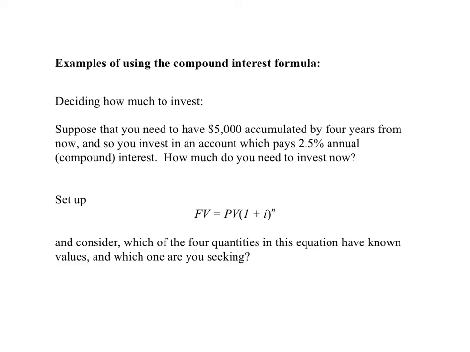The idea is to set up the compound interest formula. This relates 4 quantities to one another. First think, of these 4 quantities, which ones do you know the value of based on the given information, and which one are you looking to solve for?